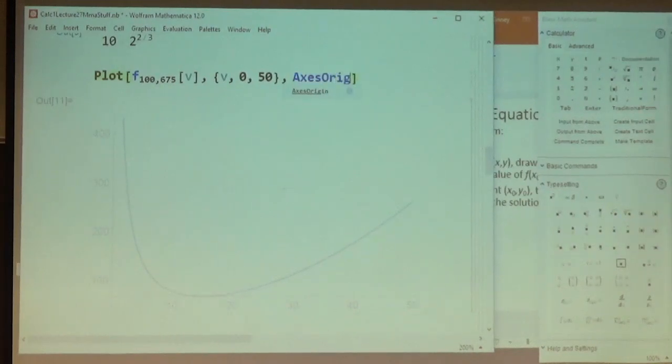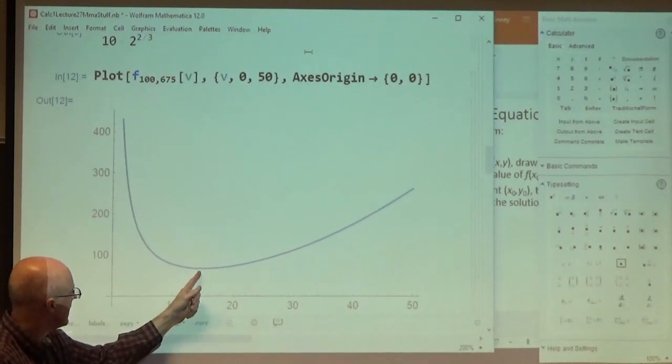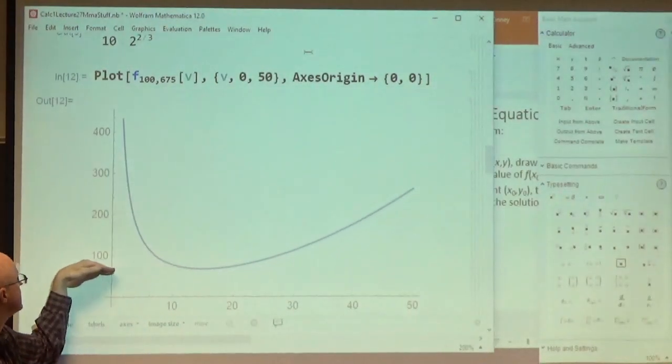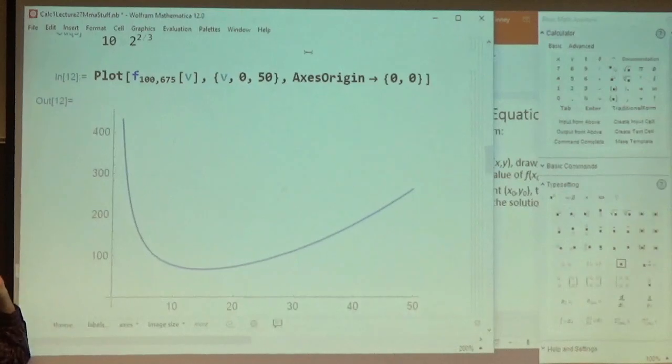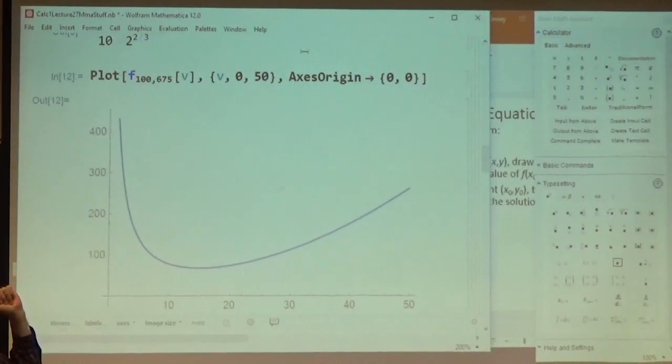I can add this option, AxesOrigin arrow 0, 0, and it forces the lower left intersection to be at the origin. It'll also change the plot range a bit. And it looks like for your problem on the assignment, the minimum speed is somewhere in the ballpark of 14 or 15 or 16 miles per hour. And the minimum cost is around $70-something per hour, right? No, dollars per mile. Okay? Dollars per mile.